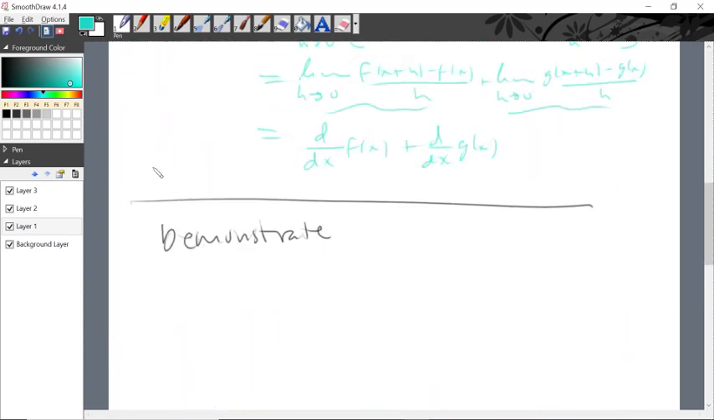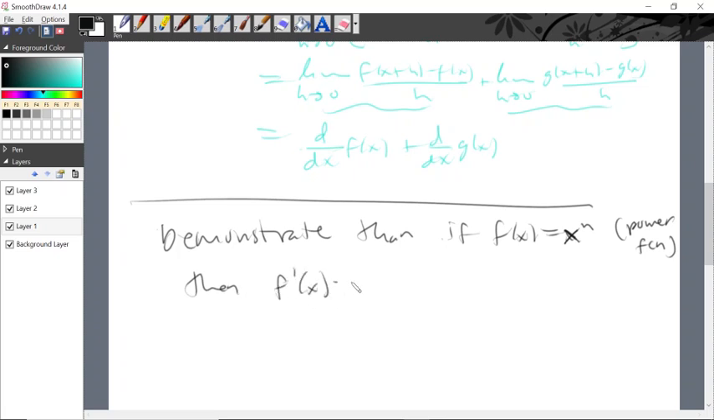But here I just want to demonstrate that if f of x equals x to the n, that is a power function, then f prime of x is equal to n x to the n minus 1, and we call this the general power rule.